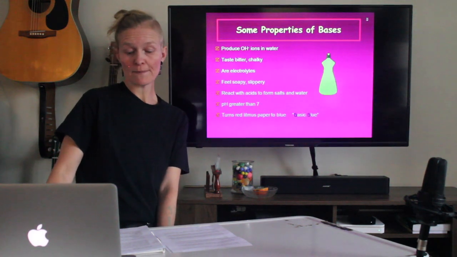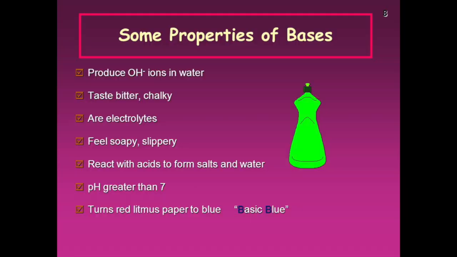Bases will change litmus paper to blue. They have a pH that is higher than 7, and just like acids, so this is one of the similarities, they can conduct electricity when dissolved in water. Their chemical properties, once again, are that they will dissociate into their ions or electrolytes when dissolved in water.